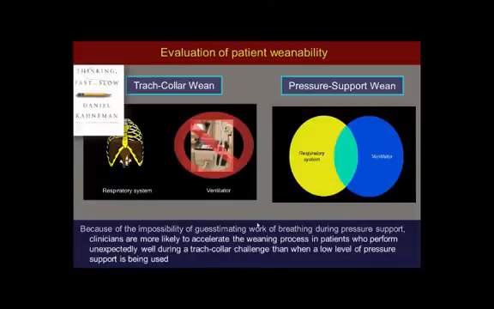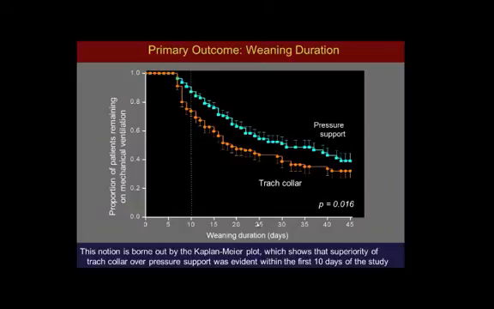are more likely to accelerate the weaning process in patients who perform unexpectedly well during a trach collar challenge or during a T-piece. It's the same with a T-piece, than when using a low level of pressure support. And this notion is borne out in the RML study by looking at the Kaplan-Meier plot, where you can see that the superiority of the trach collar over pressure support was evident within the first 10 days of the study.